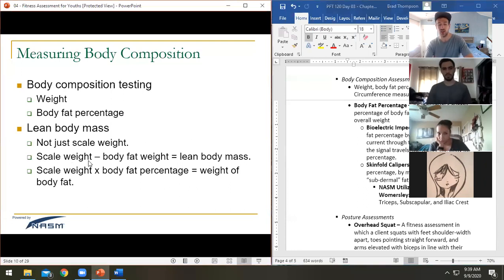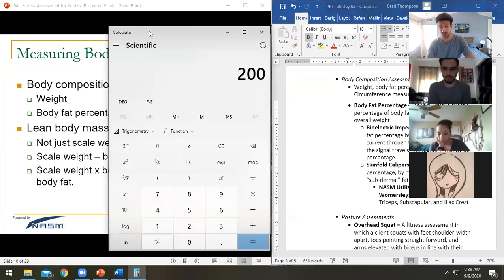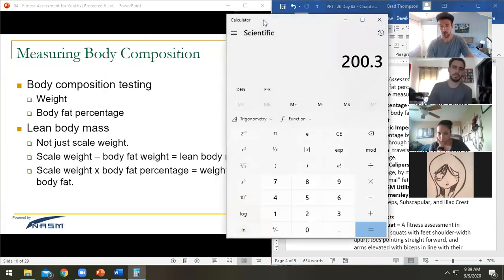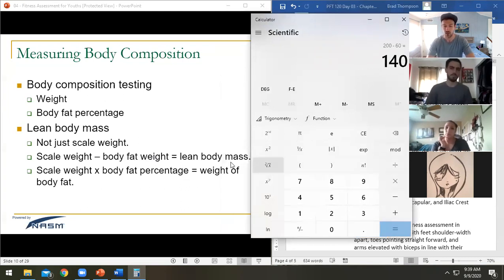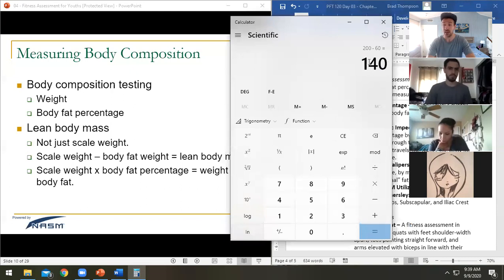So let's say your client weighs 200 pounds and has 30% body fat. So they're 200 pounds times 0.3, for 30%. That means they have 60 pounds of fat on their body. So we would take 200 minus 60: scale weight of 200 minus body fat weight of 60 pounds. That means their lean body mass is 140 pounds. And that's how we can calculate those numbers out.